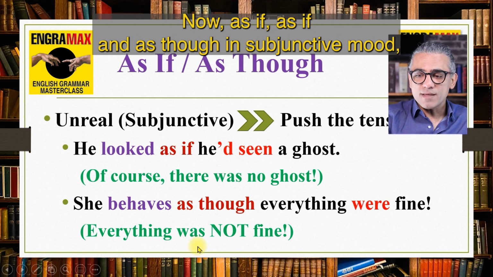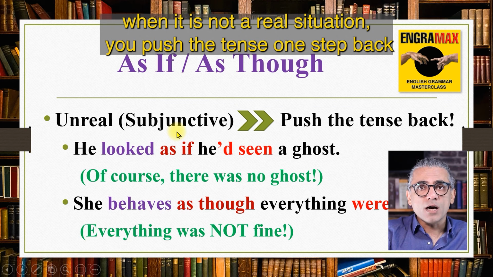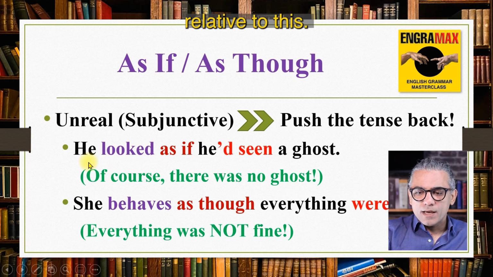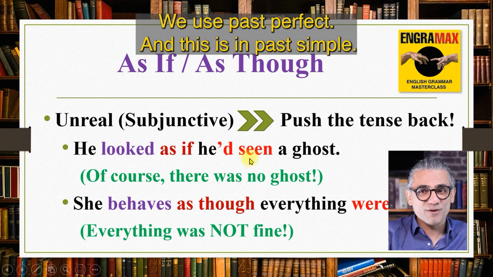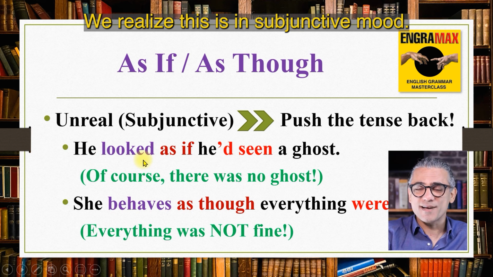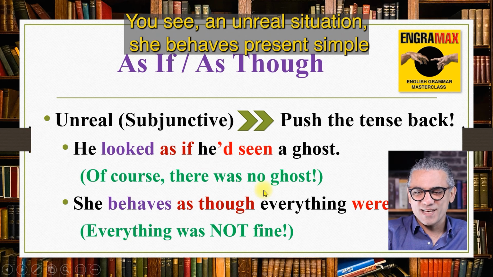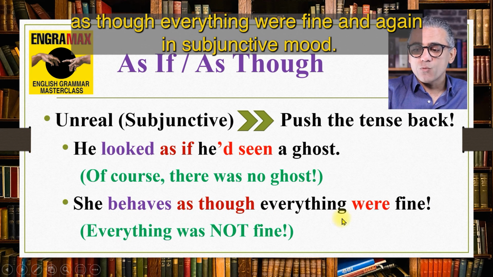Now, as if and as though in subjunctive mood, when it is not a real situation, you push the tense one step back. Relative to this, look, we say he looked, past simple, as if he had seen a ghost. We use past perfect, and this is in past simple. We realize this is in subjunctive mood. Of course, there was no ghost. You see, an unreal situation. She behaves, present simple, as though everything were fine.